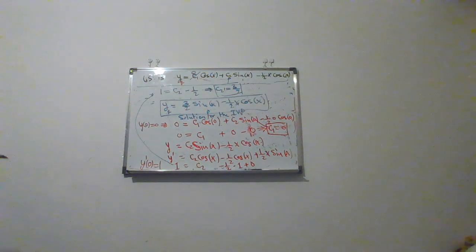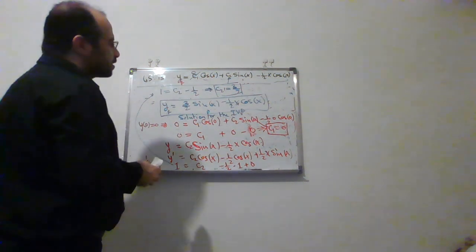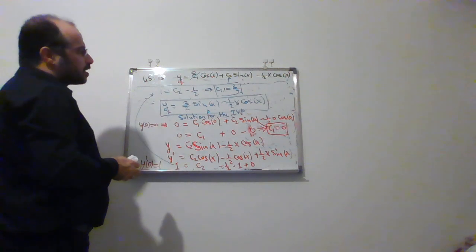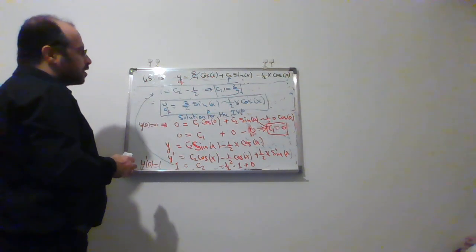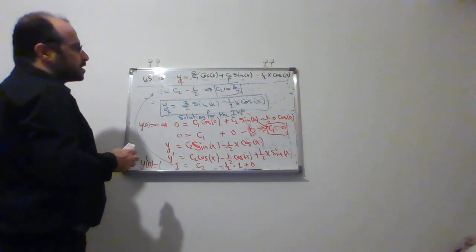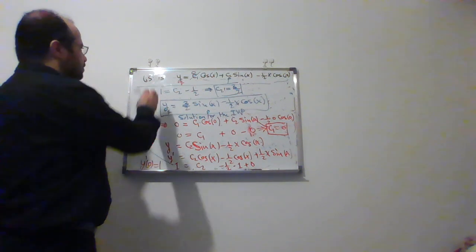So be careful, never use the initial conditions with the homogeneous part to get C1 and C2. Always use them with the y general, the general solution.